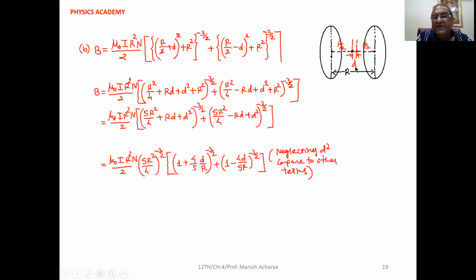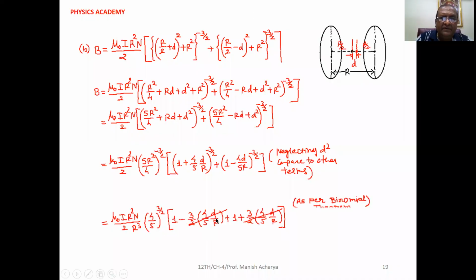And here in the question itself it is given to you: in the region very close to the midpoint, we have to derive the equation for magnetic field. It means d is very small compared to R, and therefore d² is neglected compared to other terms. Clear to all of you up to this one?